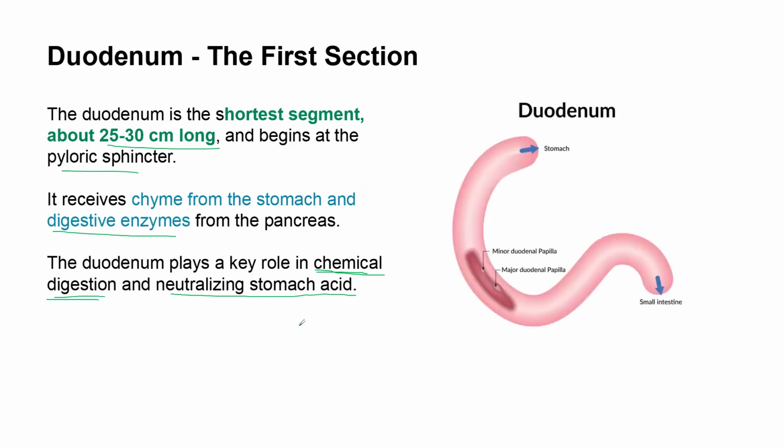And then the next thing is the structure of the duodenum. As you can see, this is the duodenum. These are some of the parts. We have the minor duodenal papilla, and then we have the major duodenal papilla.